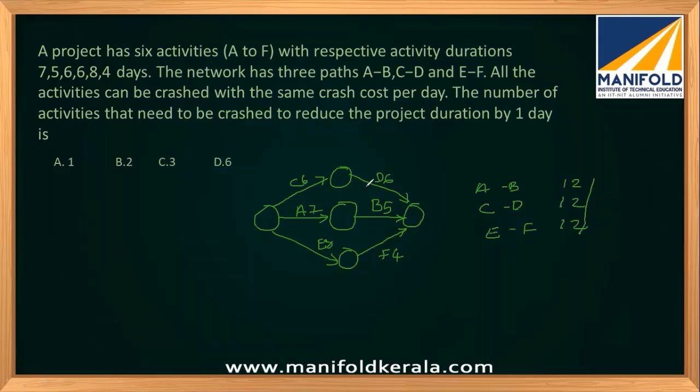From this path, one has to be reduced, because if I reduce only one of the paths, this will be 11, but our project duration will still be 12. We have already learned that. So if I want to reduce by 1 day, this has to be 11, this has to be 11, and this has to be 11. At least one activity from each path has to be reduced. So we have to reduce at least 3 activities. This will be the answer to the question.